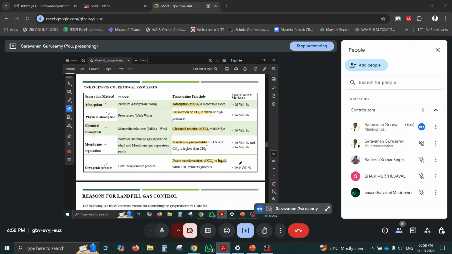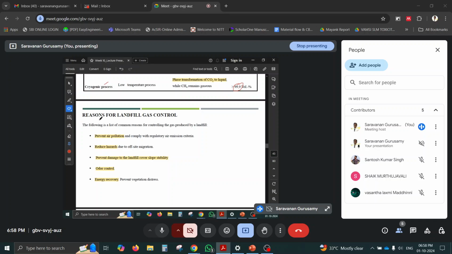So you can see the efficiency is 99% for cryogenic technologies. You can also study about the cryogenic fuel. Everything is based on the same principle.